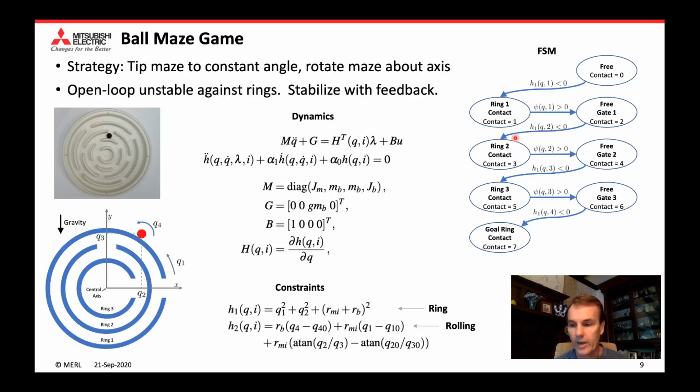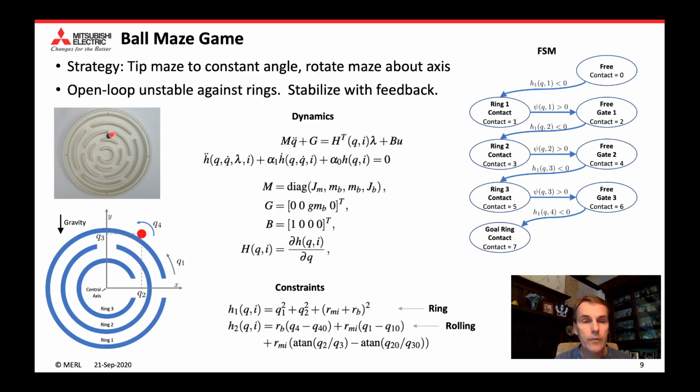Okay, let's do a few examples. So the first example is this ball maze game. The goal here is to get the ball into the center. Typically you tilt this game to get the ball into the center, but we're actually going to do this a little differently. We're going to stand up the maze at an angle and then rotate it about its central axis to get the ball into the center.